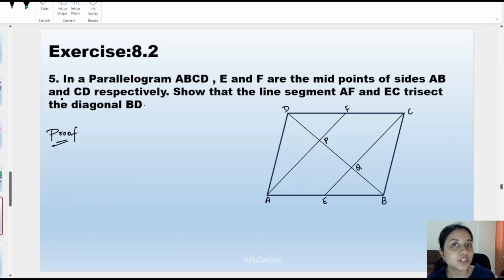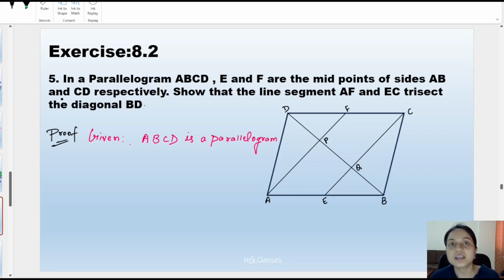Now let's prove one theorem from the exercise. Our theorem says: in a parallelogram ABCD, E and F are the midpoints of sides AB and CD respectively. Let's write whatever is given in the theorem. It's given that ABCD is a parallelogram, and it is also given that E and F are midpoints of sides AB and CD respectively.